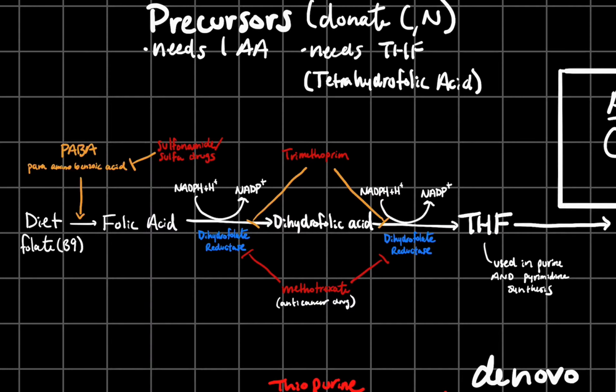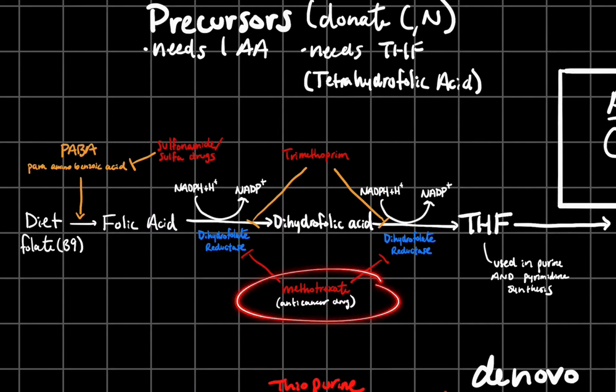And for your tetrahydrofolic acid, you're going to receive it in your diet, right? So you're going to need vitamin B9 or folate, and that's going to be converted into folic acid in your stomach and your gut. And through a series of reduction reactions, you're going to synthesize tetrahydrofolic acid. And you're going to do so with dihydrofolate reductase. And it's going to be the exact same enzyme for both of these pathways, and it's going to make folic acid into dihydrofolic acid into tetrahydrofolic acid.